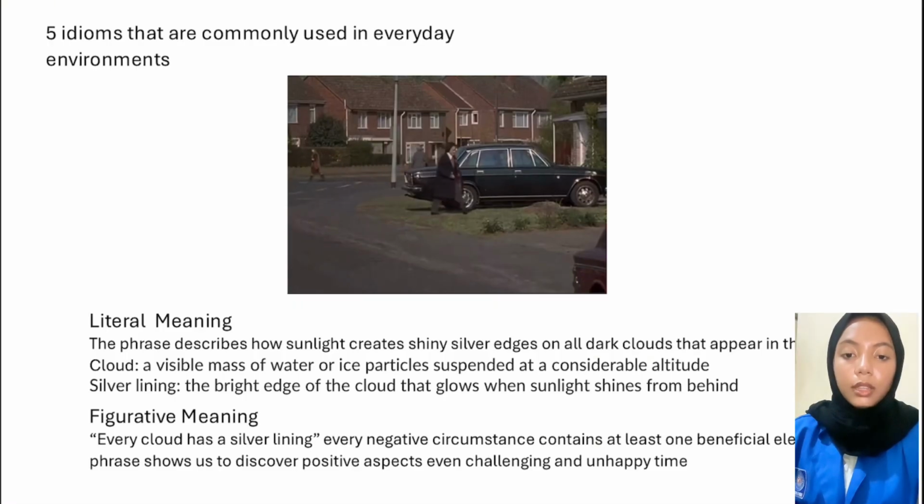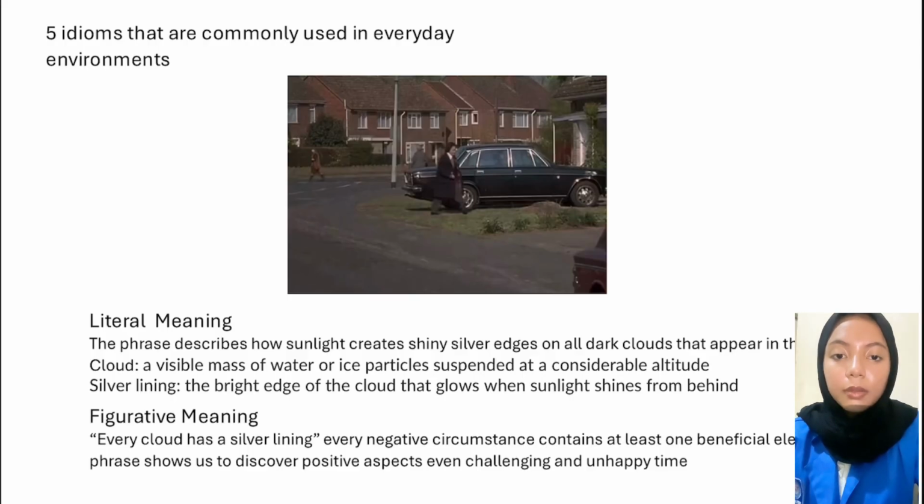In the literal meaning, the phrase describes how sunlight creates a shiny silver edge on dark clouds that appear in the sky. Cloud, a visible mass of water or ice particles suspended at considerable altitude. Silver lining, the bright edge of the cloud that glows when sunlight shines from behind. Figurative meaning: every cloud has a silver lining.